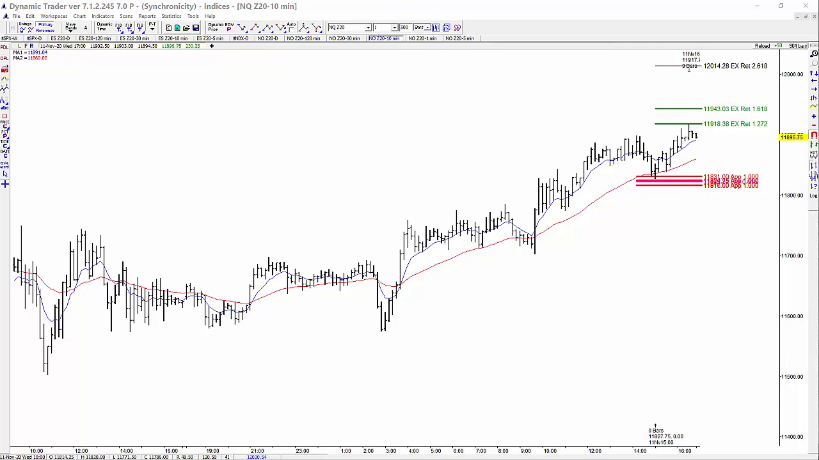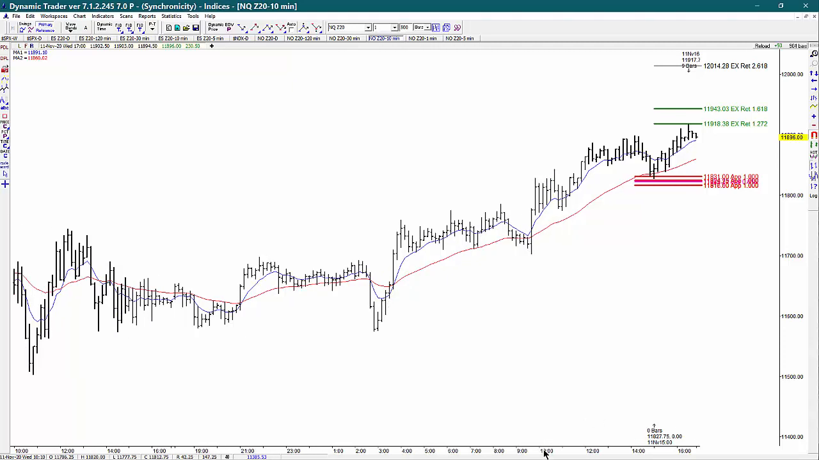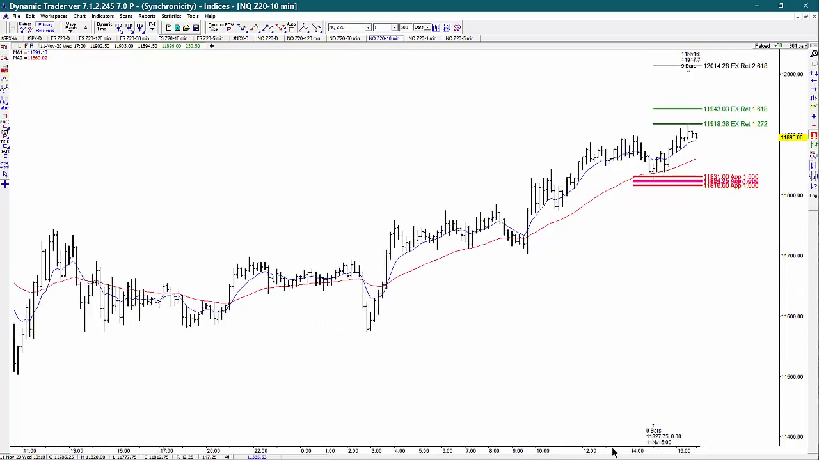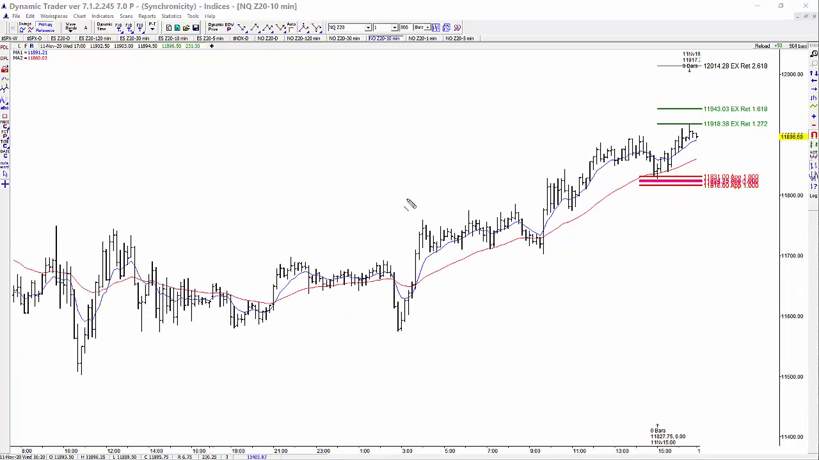In today's video, I'm going to take a look at a textbook example that occurred in today's market in NASDAQ futures, and again, how you're supposed to trigger an entry. So basically, this is on a 10-minute chart of NASDAQ. And the general pattern was higher highs and higher lows.